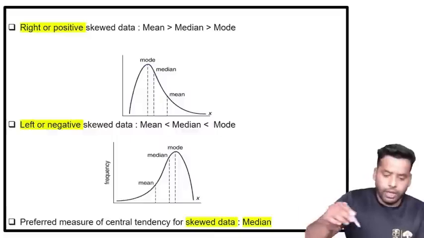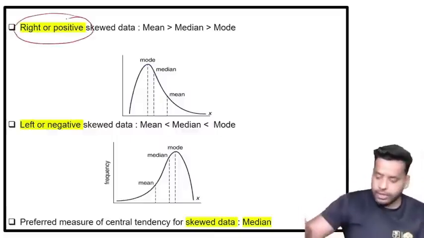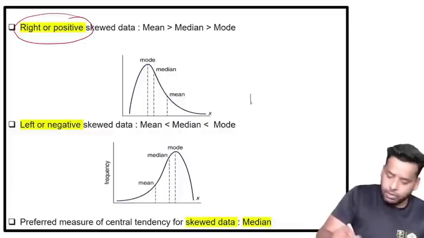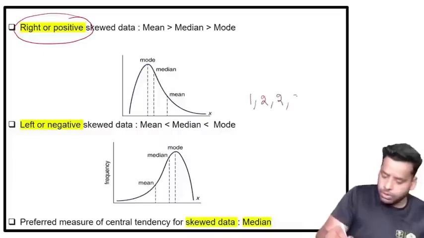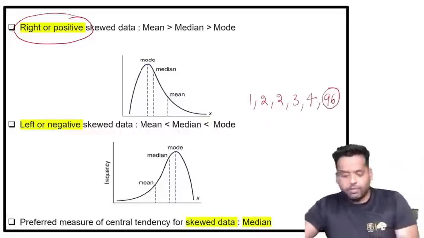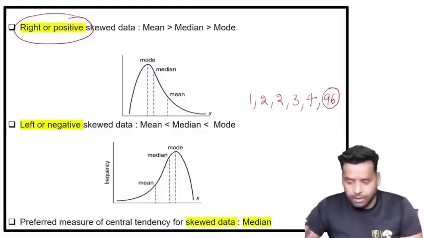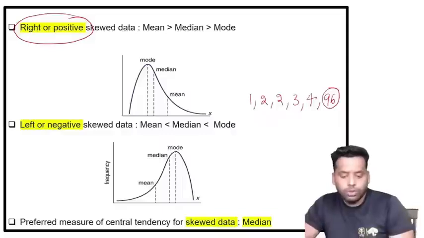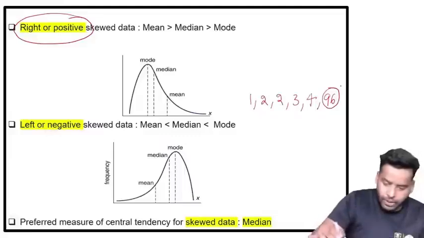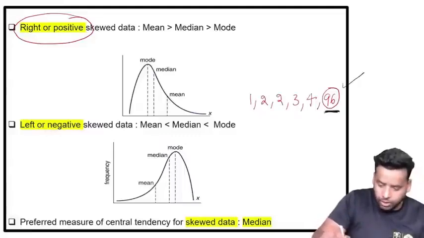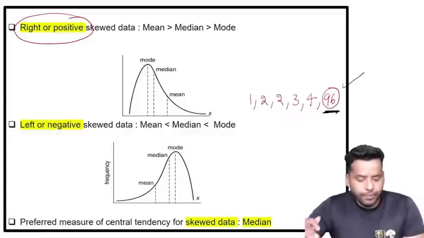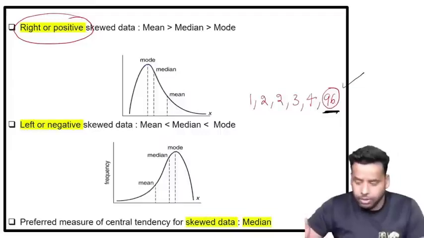Now tell me, if the outlier is in the higher end, for example, RCB 1, 2, 2, 3, 4, 96. If some batsman, like for example Dinesh Karthik, 96 I am asking. 1, 2, 2, 3, 4, 96. Outlier is present in the data, true or false? And outlier is there in the higher end, true or false? Tell me true or false?